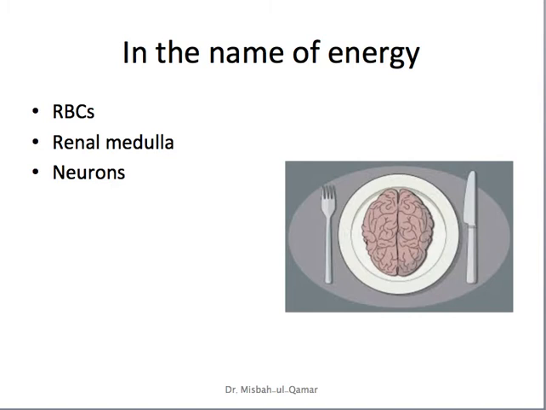Keep in mind that our red blood cells and renal medulla can utilize only glucose. While neurons normally utilize only glucose, after a few days of starvation, they can switch to the breakdown products of fatty acids made by liver.